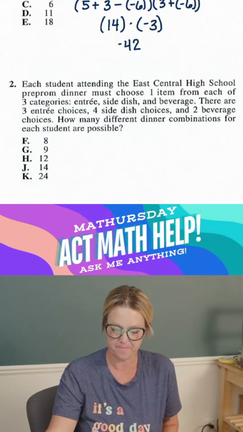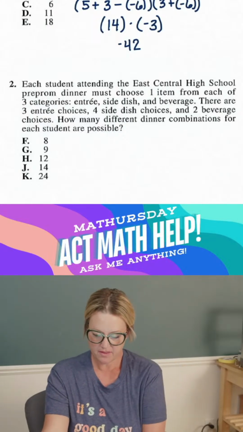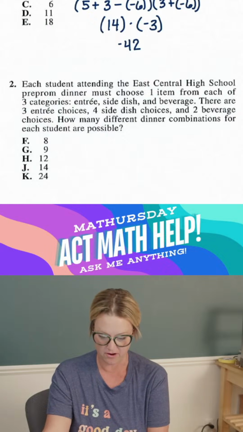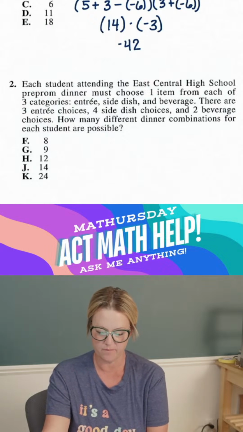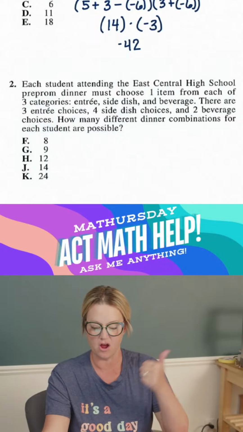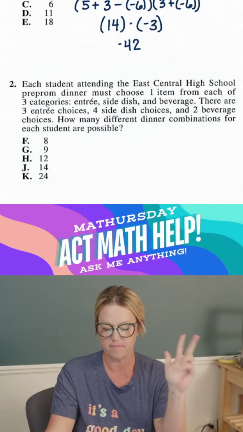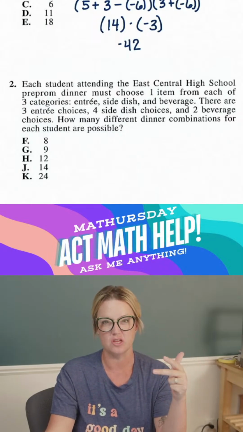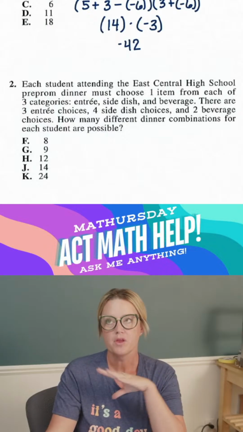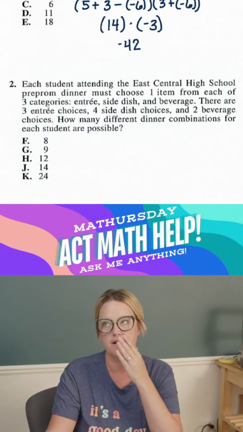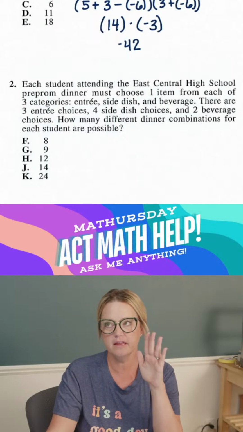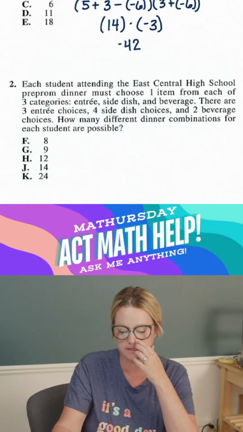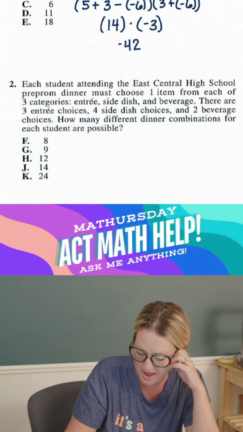Okay, so we've got this pre-prom dinner where you must choose one item from each of the 3 categories. So you have an entree, a side dish, and a beverage. So you've got 3 different things that you have to choose, right? So let's think of this a little bit simpler.